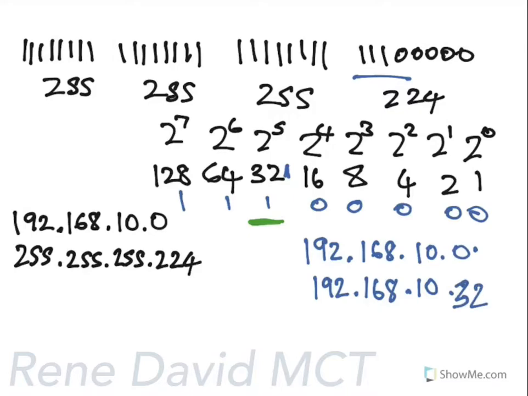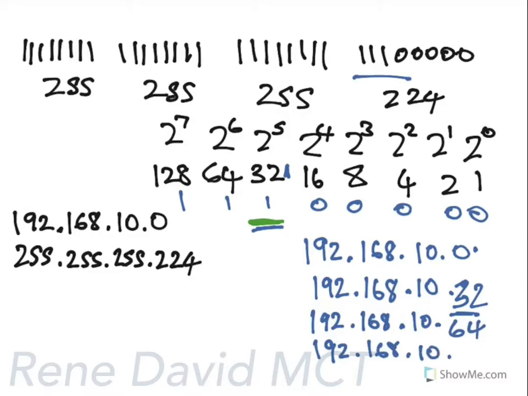192.168.10.0 plus 32, which gives you 32. The next subnet from there will start at 192.168.10.32 plus 32, which is 64. And the next one from there would start at 192.168.10.64 plus 32, which is 96. And so on and so forth.